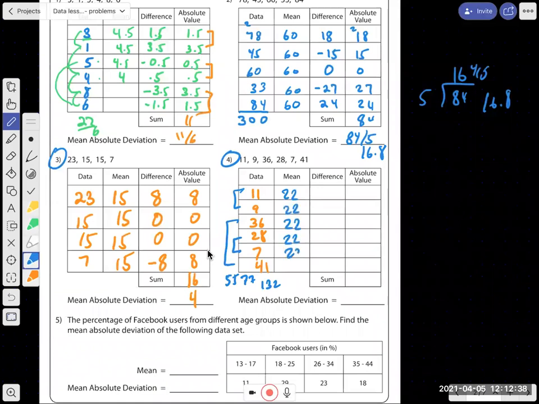So 11 is 11 less, so it's minus 11. This is 13 less, minus 13. This is 14 more. This is 6 more. This is 15 less, and this is 19 more. We don't care if it's plus or minus. It's how far away it is. So this is 11 away from our average, this is 13 away, this is 14 away, 6 away, 15 away, and 19 away from our average.